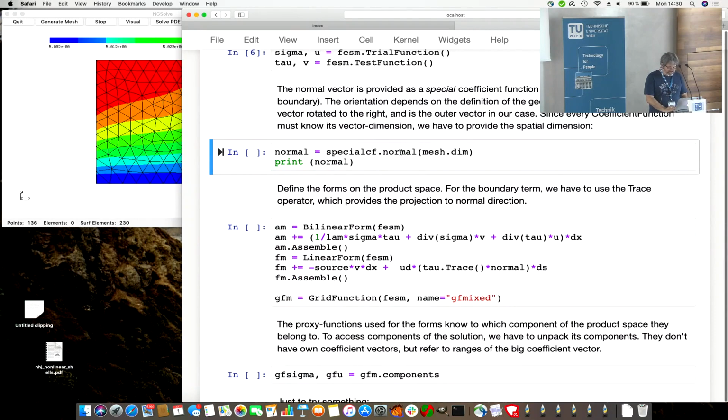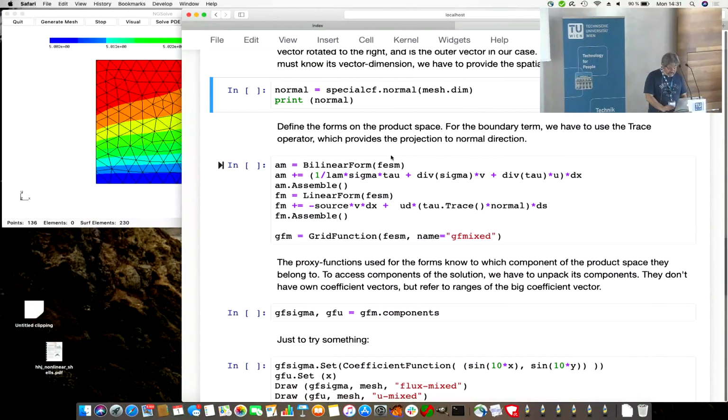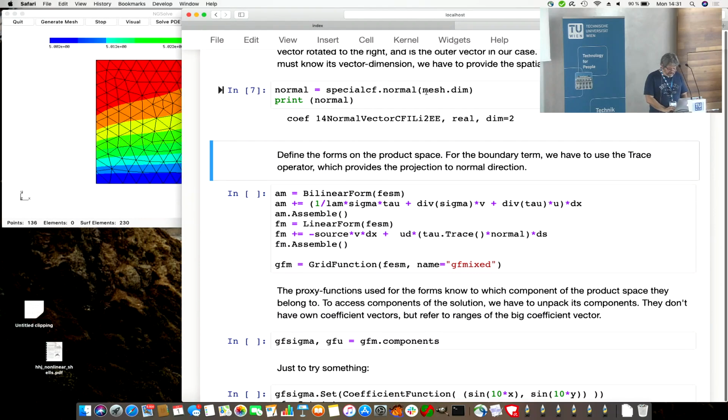Normal vector coefficient function. The boundary conditions for the HDiv space is set only in normal direction. To write it down, we need somewhere normals. It is provided by the special coefficient function normal from NGSolve. It makes sense at the domain boundaries. And we have to give the dimensions with a 2D or 3D normal vector.